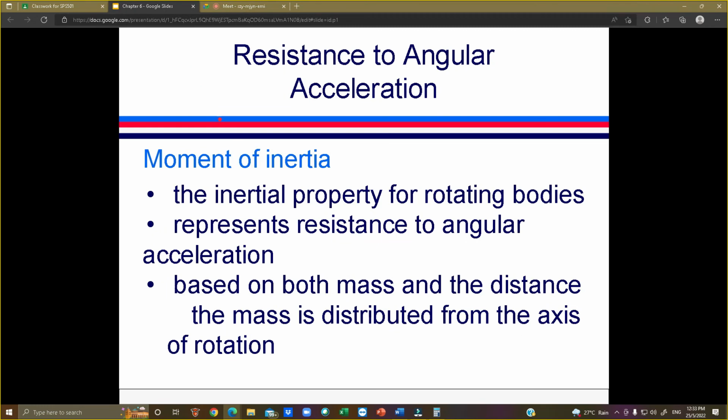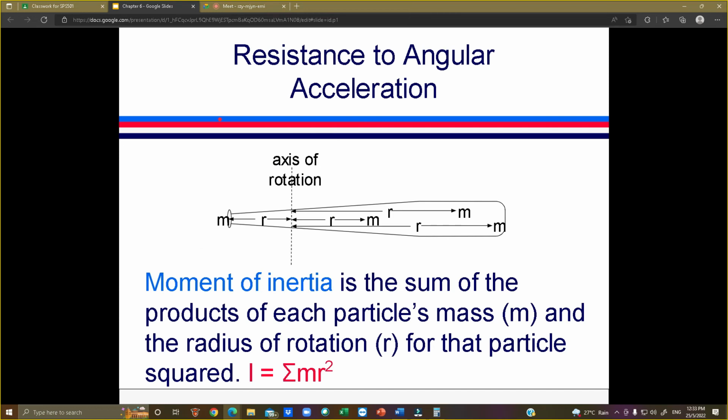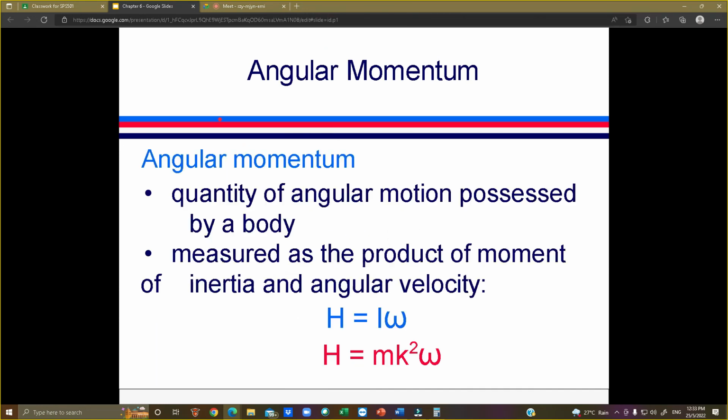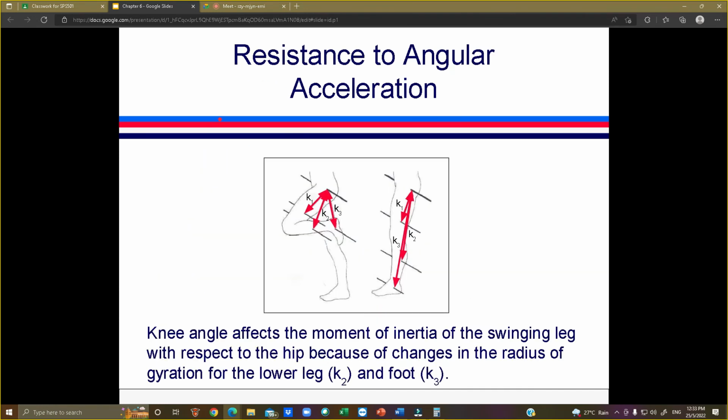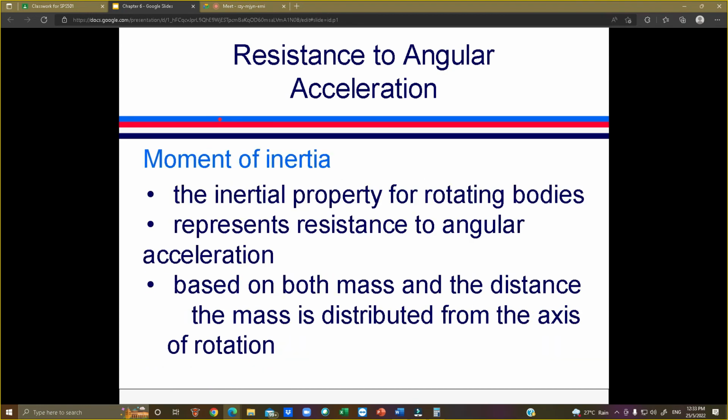Kita berhenti kat moment of inertia. Saya habiskan moment of inertia je. Nanti yang lain ni, apa ni? Angular momentum semua kita sambung kemudian. Okay. Moment of inertia.